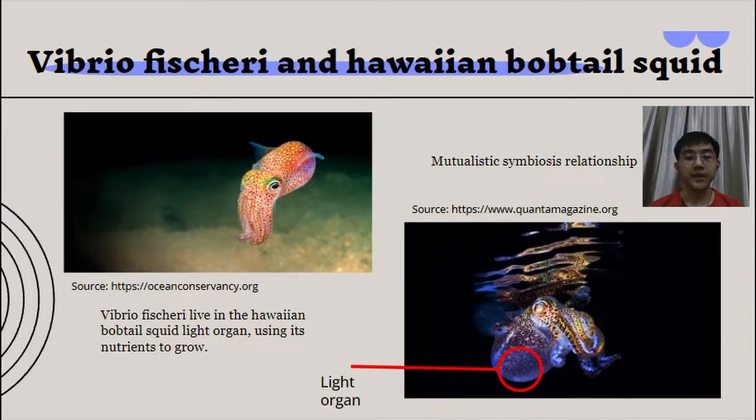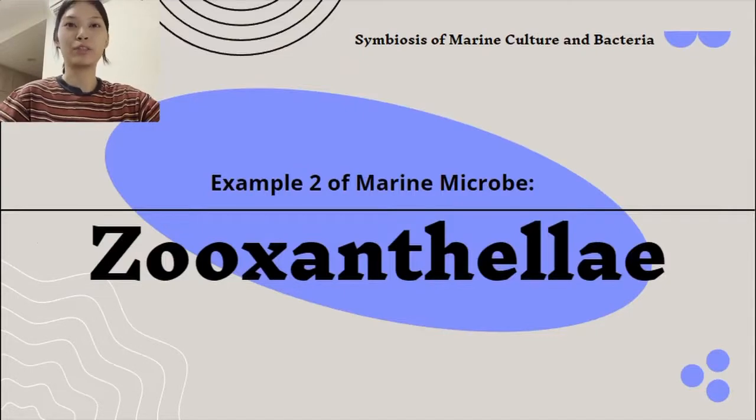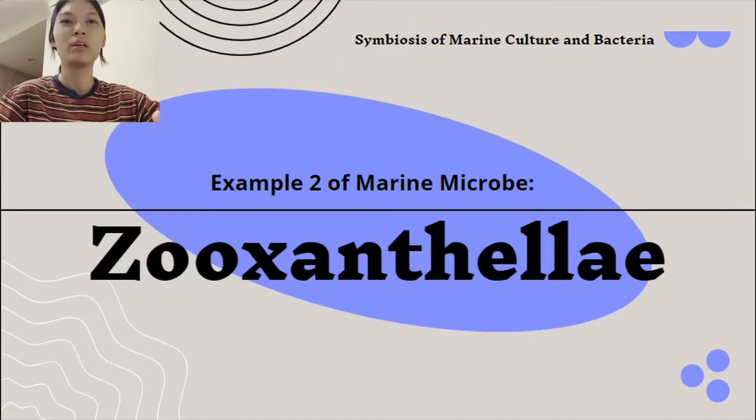For the next example of symbiosis, I will let Yi Xuan share about the zooxanthellae and golden jellyfish. Thank you, Lin Chen, for sharing. I'm Yi Xuan and I'll be sharing about the second example of a marine microbe, which is zooxanthellae. Yes, I know the spelling of this word looks intimidating, but the more you say it, the more you get used to pronouncing it. Anyway, let's dive into a simple introduction of this marine microbe.